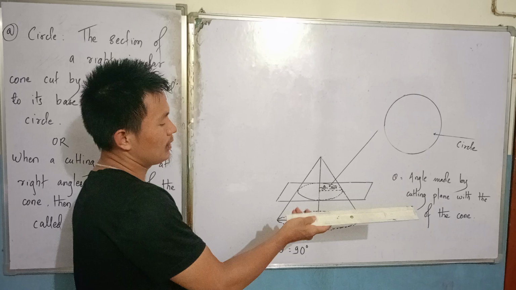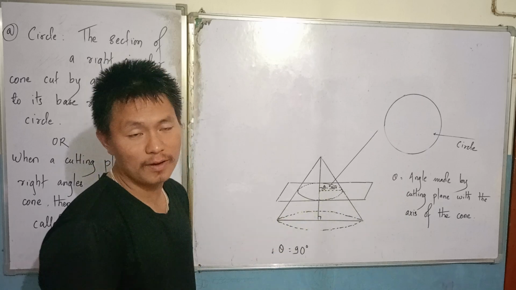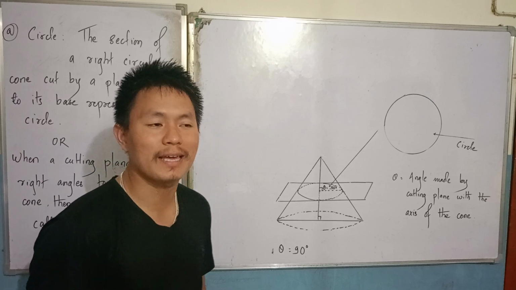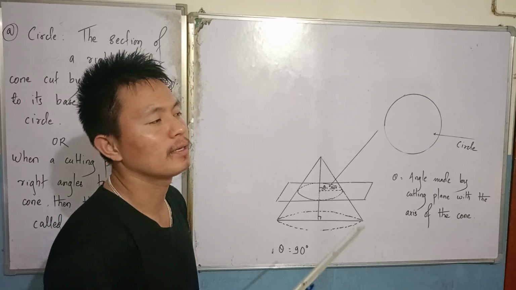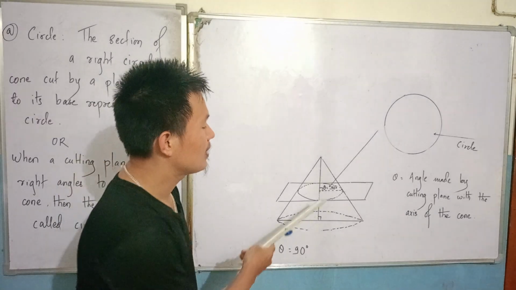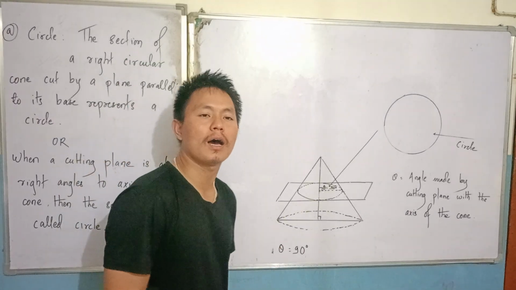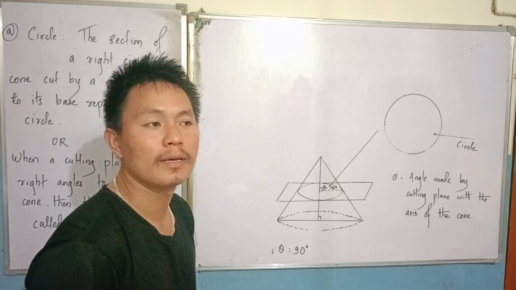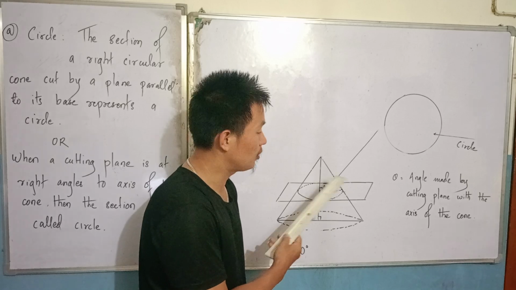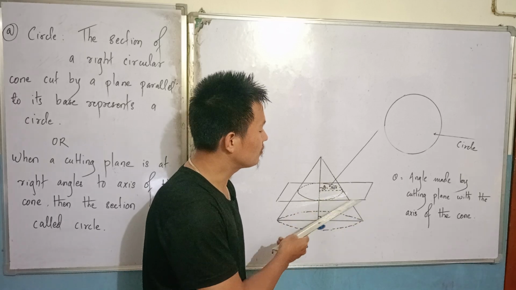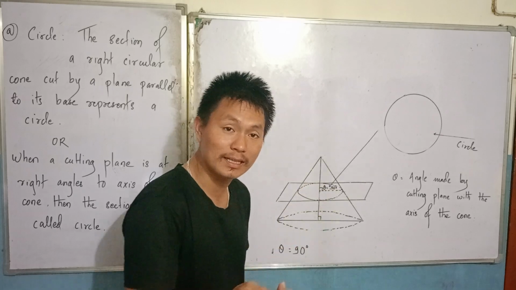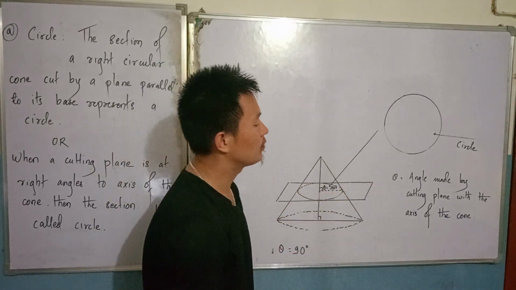Here theta and alpha, you already know, alpha denotes the vertical angle, which is the angle made by the axis of the cone with the generator. But here theta denotes the angle made by the cutting plane with the axis of the cone. In this case, the angle made by this cutting plane with the axis of the cone is 90 degrees. In that case, the circle is formed.